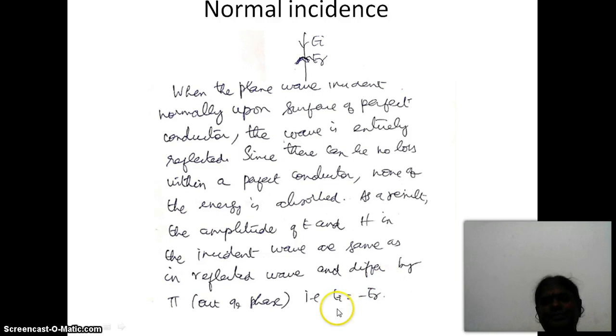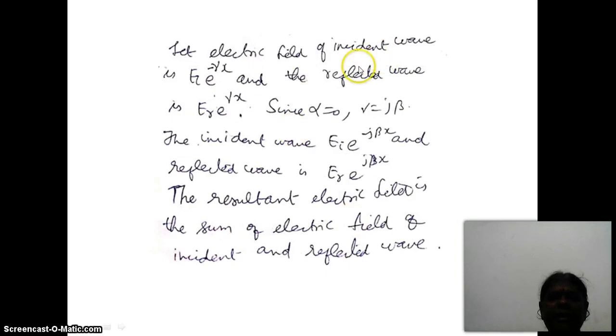The electric field of the incident wave is Ei e power minus gamma x, where gamma stands for the propagation constant and x is the distance. The reflected wave is Er e power gamma x. Since the incident wave and the reflected wave are out of phase, we have reversed the sign: here minus gamma x, here plus gamma x.